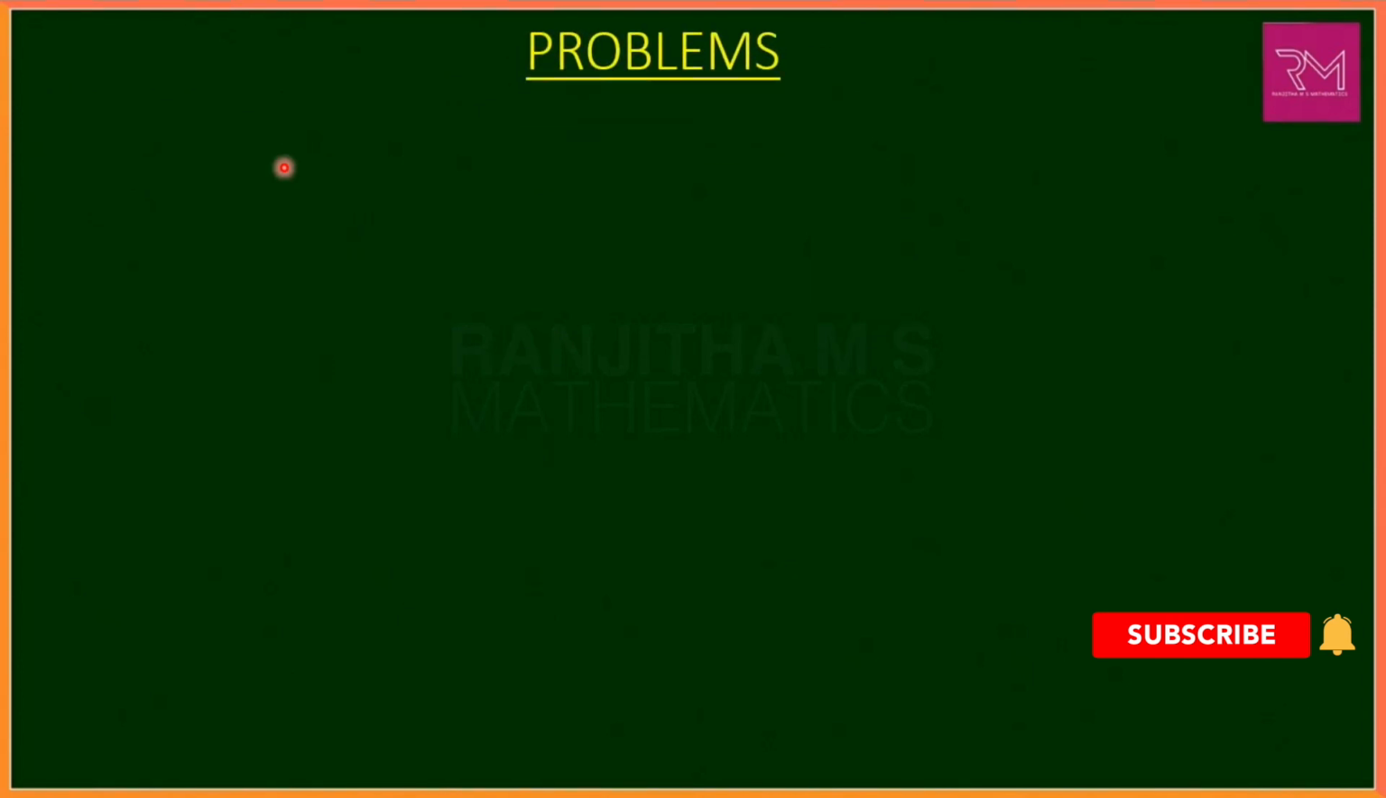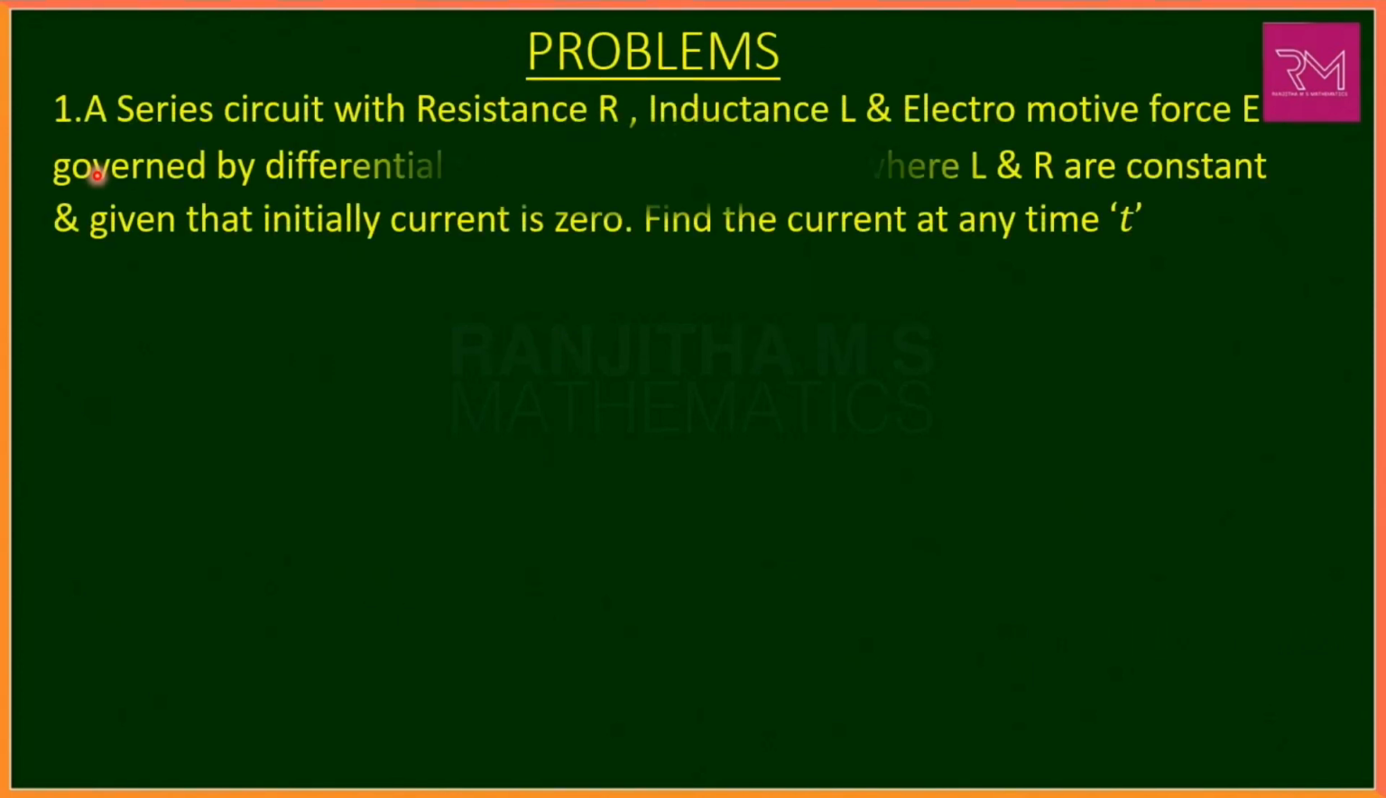Now we shall solve some problems on LR circuit and CR circuit. Here is the first problem. A series circuit with resistance R, inductance L and electromotive force E is governed by the differential equation L into di by dt plus Ri, which is equal to E, where L and R are constant, and given that initially the current is 0, find the current at any time t.